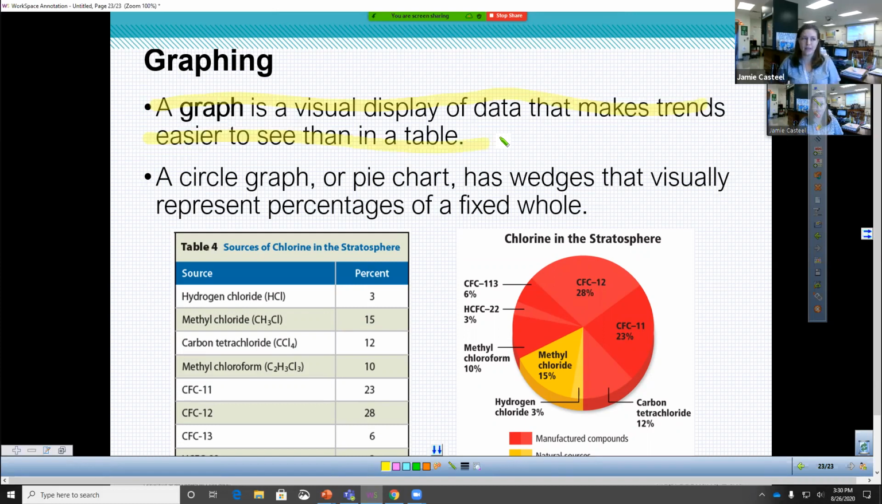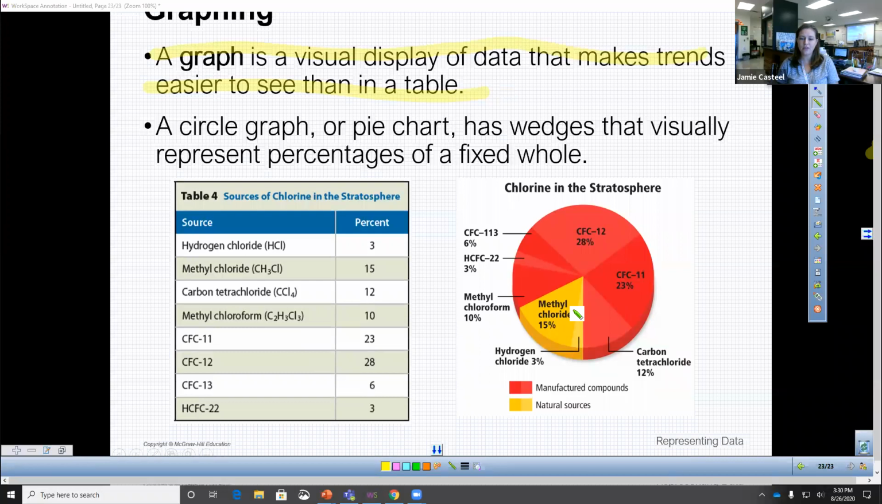Tables are great, but I can't easily notice what values are doing compared to each other unless I put it in a graph. So tables, fabulous. I can read this, I can tell what's going on. And then over here on the right, I can tell what's happening in this pie chart. That's like the parts of a whole.